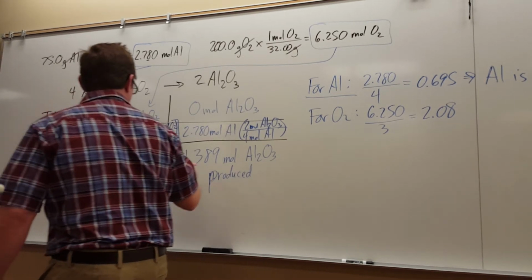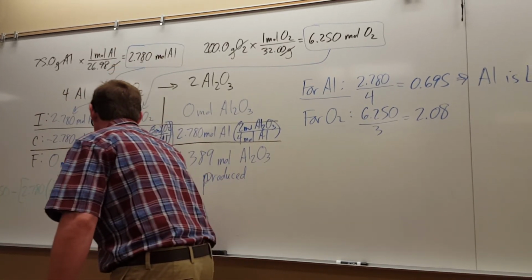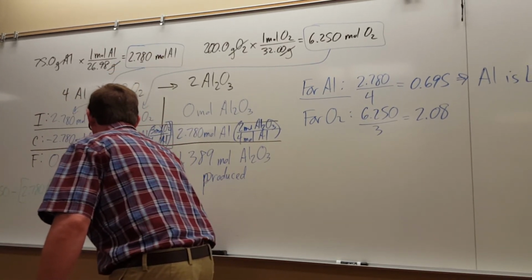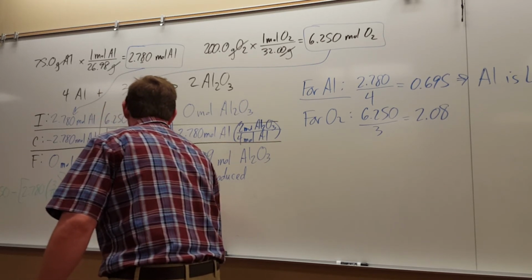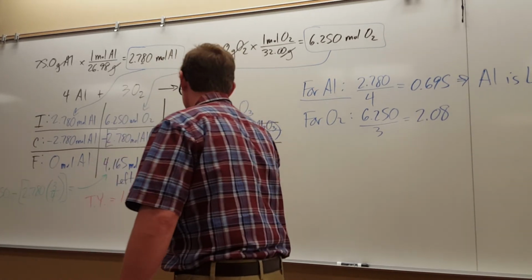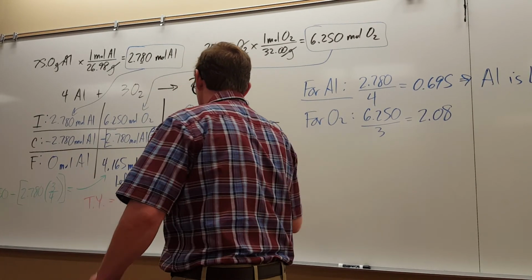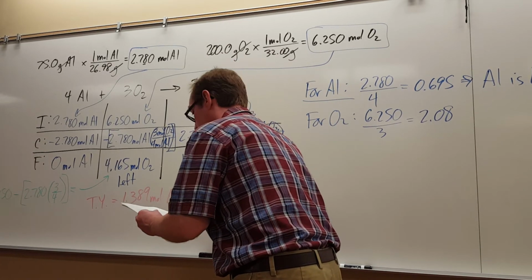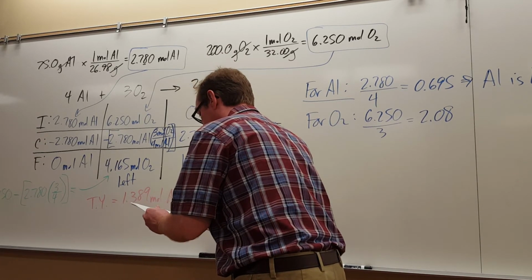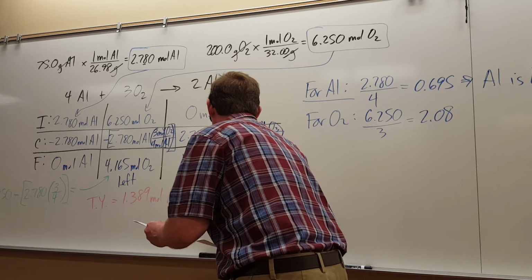Okay, so theoretical yield for our product, 1.389 moles of Al2O3 times the molar mass of that, which is 101.96.